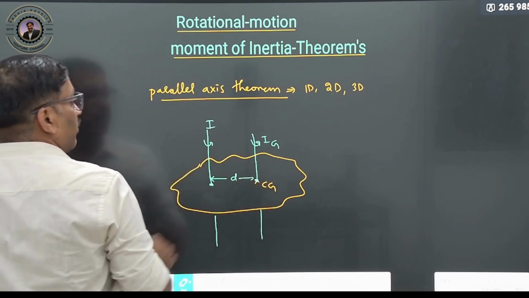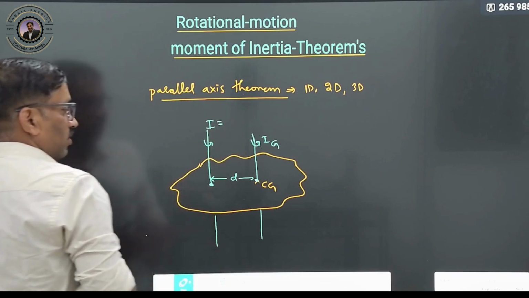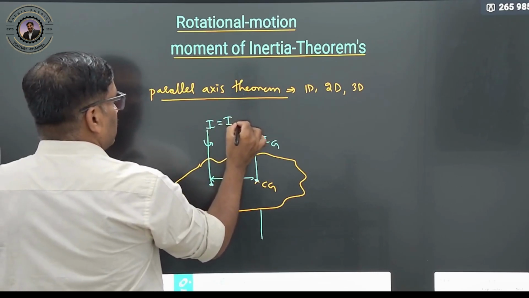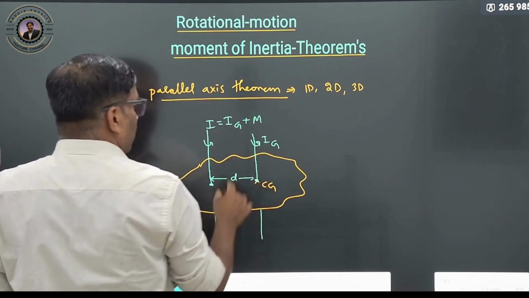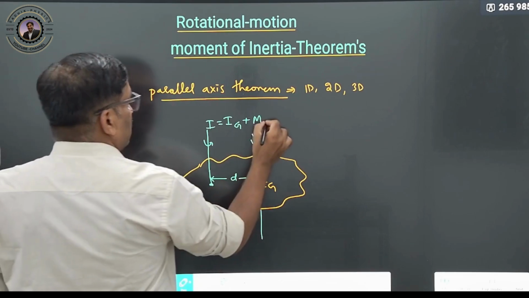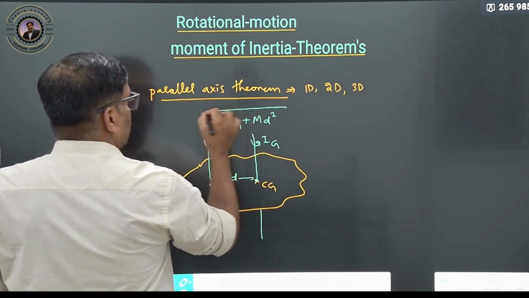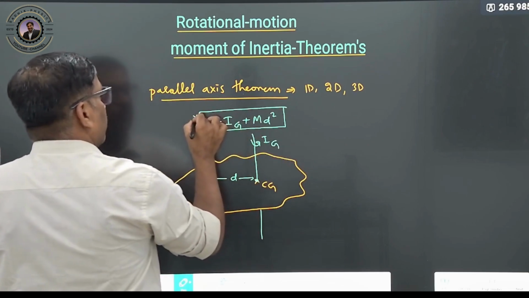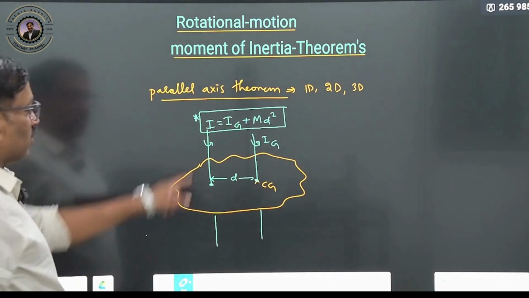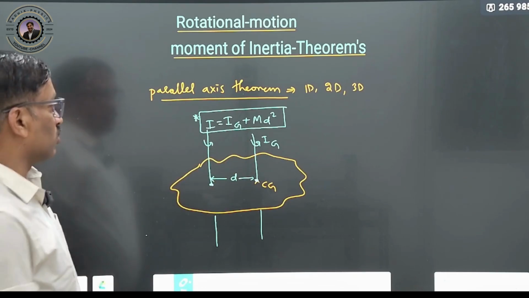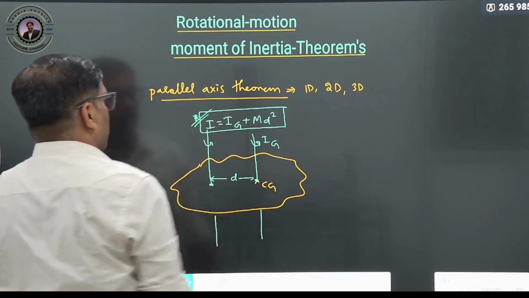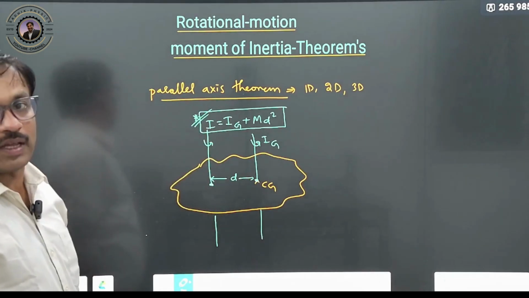So what is the moment of inertia about this axis? It can be written as the moment of inertia about the center of gravity plus the total mass of this object times the distance between the two axes, which is d, squared. So I = Ig + md², the moment of inertia about any axis parallel to your Ig axis. This formula is very important, and we have a lot of applications based on it.